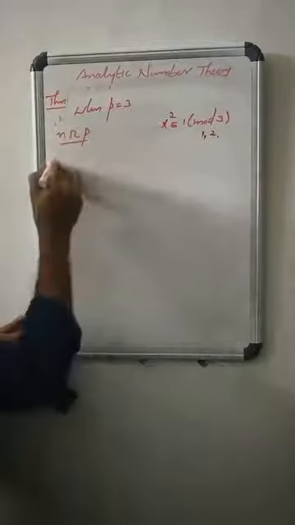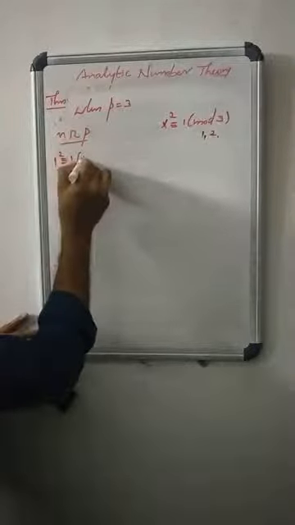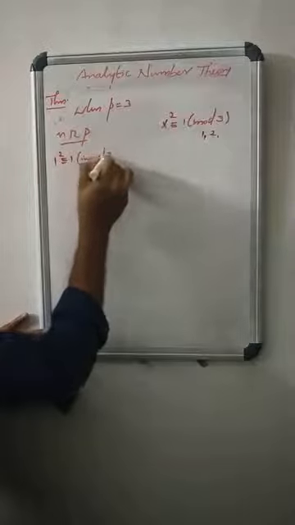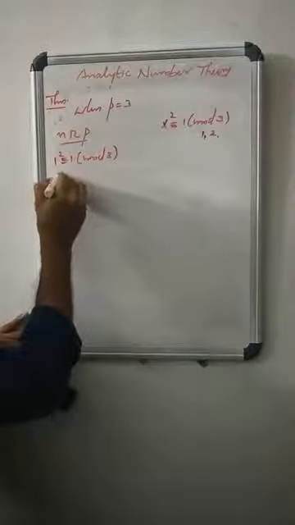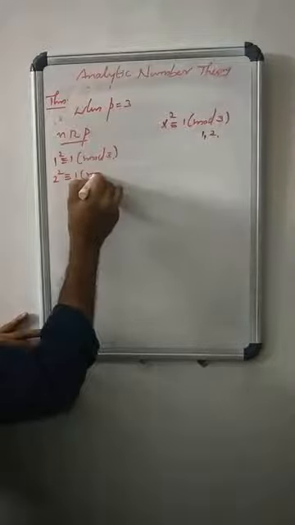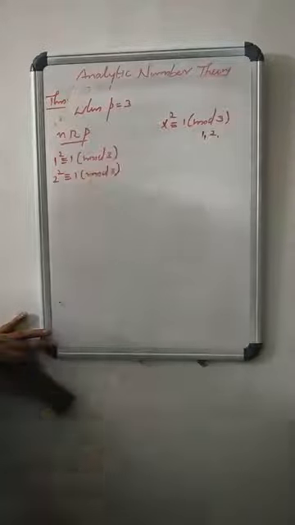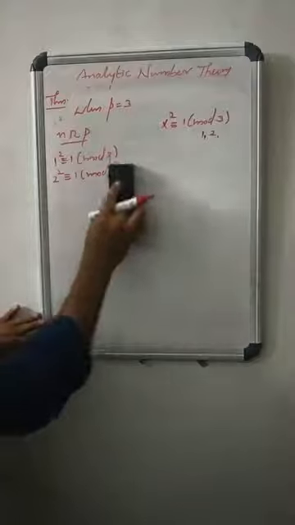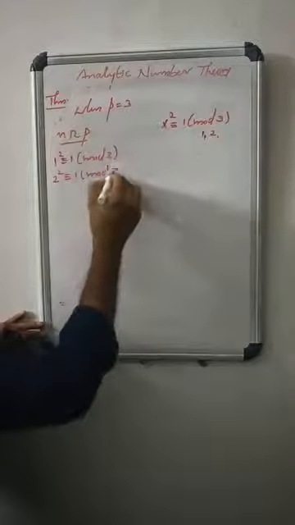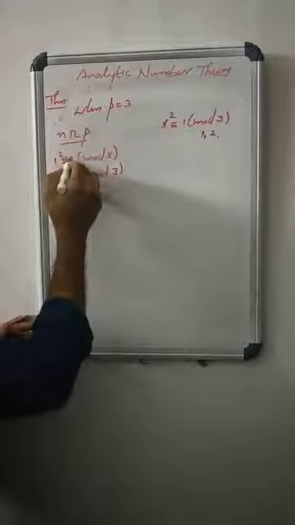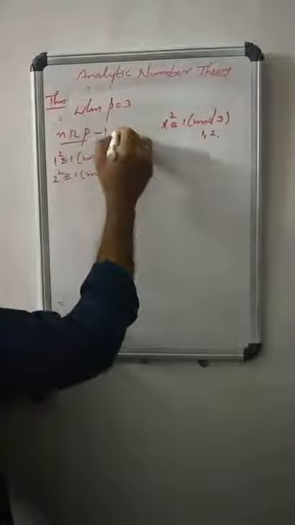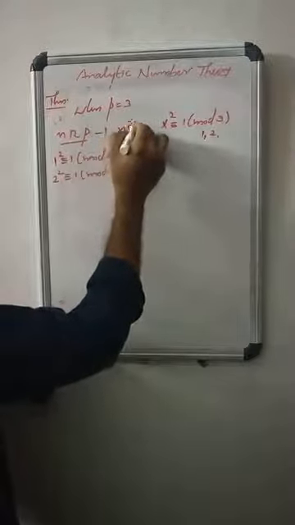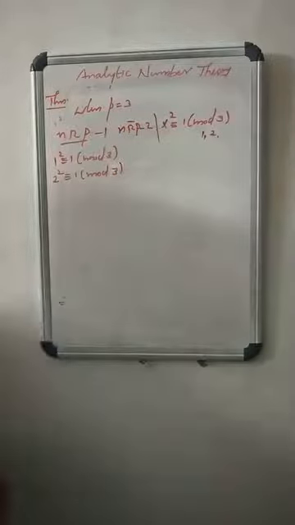From there, what is 1 squared? 1 squared is congruent to 1 mod 3. Okay. What is 2 squared? 2 squared means 4, and 4 is 1 in modulus 3. So 2 squared is congruent to 1 mod 3. So when p equals 3, the quadratic residue is 1 and the quadratic non-residue is 2.